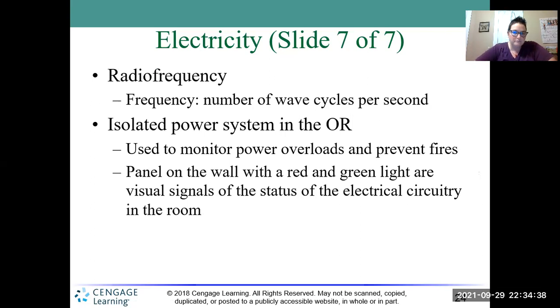Radio frequency, this is about waves, so frequency waves. And so the frequency depends upon the number of waves per second. And then isolated power systems in the OR. So here we have a lot of electrical usage going on. And so that's always monitored, because we don't want to overload a system and cause a fire. There is a panel on the wall in the OR, and there's red and green lights on those that continuously give the electrical circuit status, so that it is able to be monitored.